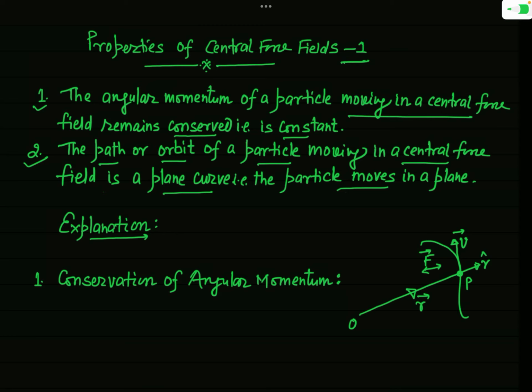So what are the two important properties? The first property, in short, is that during motion of a particle in a central force field, the angular momentum of the particle remains constant. And the other property is that the motion under a central force field is a motion in a plane. It means the particle always moves in a plane if it is moving under a central force field. Now, one by one, we will explain these two important properties of the central force.